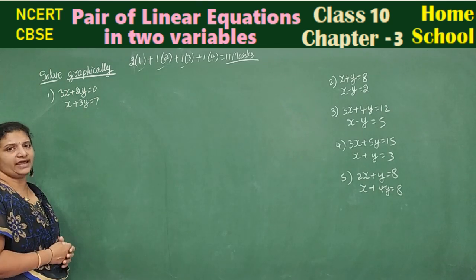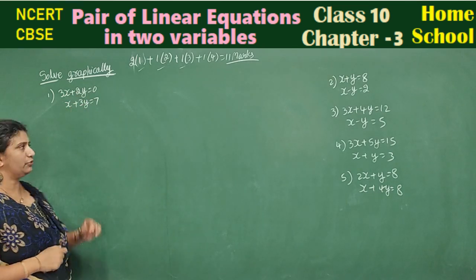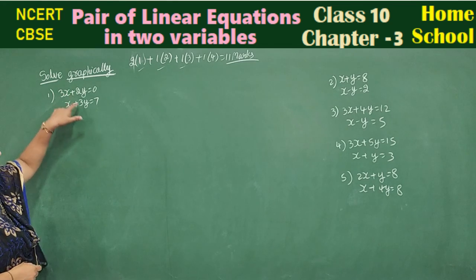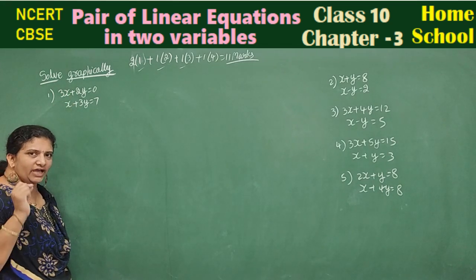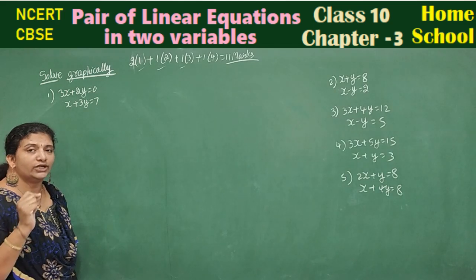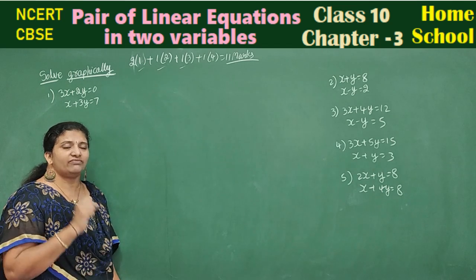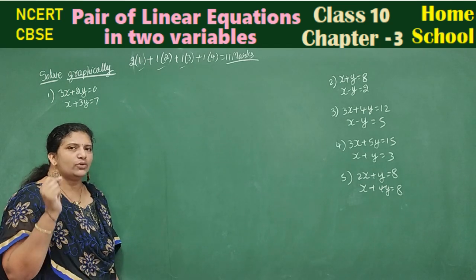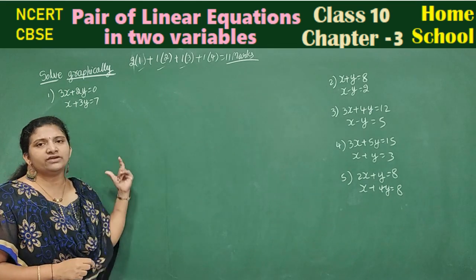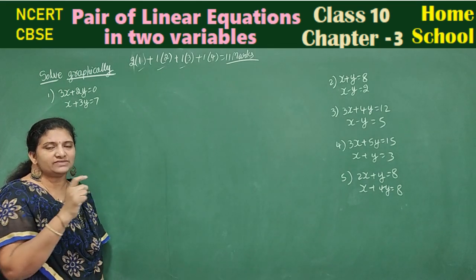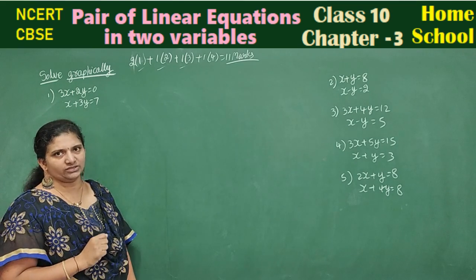First, observe the ratio here. A1 by A2, B1 by B2, C1 by C2. 3 by 1, 2 by 3. A1 by A2 is not equal to B1 by B2. Therefore, the 2 lines will be intersecting in the graph. If they are intersecting, you understand that it will have one solution. Therefore, the 2 lines will be intersecting at one point, meaning it will have one solution.